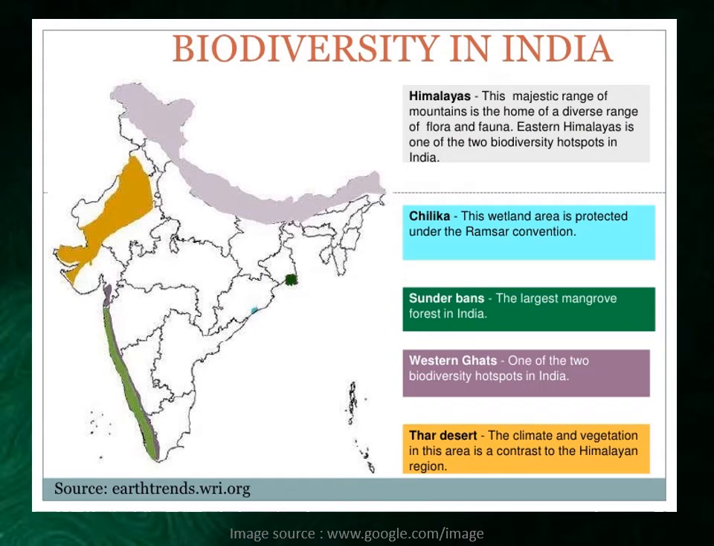The other biodiversity areas are also there, but they are not as high in biodiversity as the northeast Himalayas and the Western Ghats. There are other portions also, like the Sundarbans, the Chilka Lake in Odisha, and the Thar Desert area in parts of Rajasthan and Gujarat. So apart from the northeast Himalaya and Western Ghats, these three areas also have high biodiversity zones, but they are not considered biodiversity hotspots.